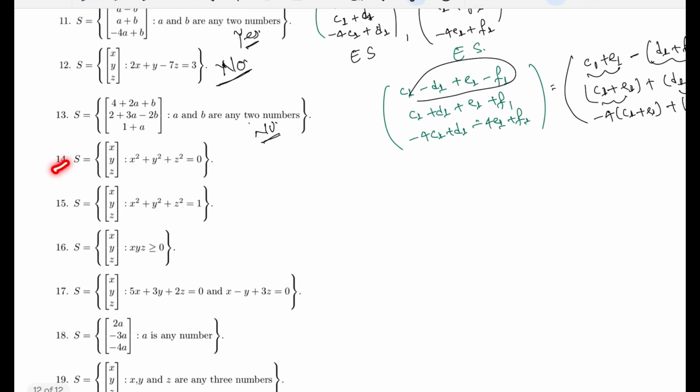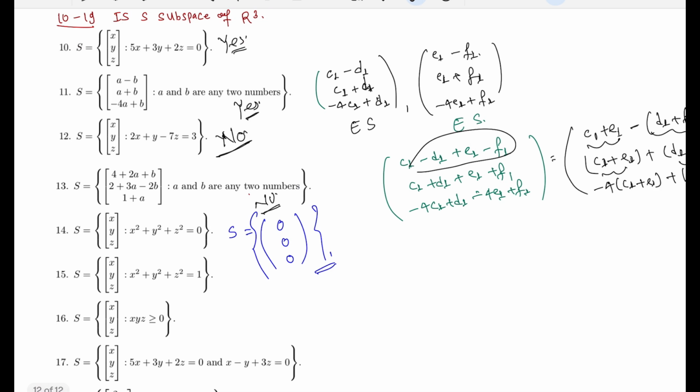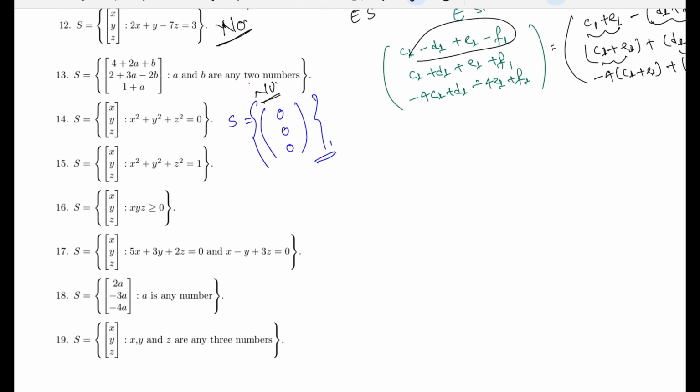Is this set a subspace of R cube? Yes, this is a subspace of R cube, because if you look at this set S, it will have only one vector in this set, right? If you try to pick any element, any component of this vector that is greater than or less than 0, then this condition will not get satisfied. So similarly to what we have discussed here for this case. So this will be, yes, a subspace, right?